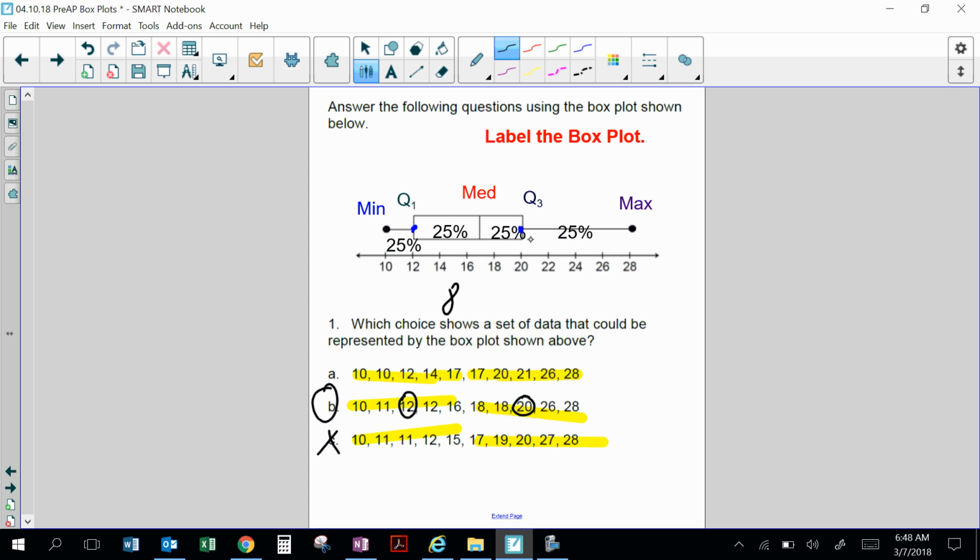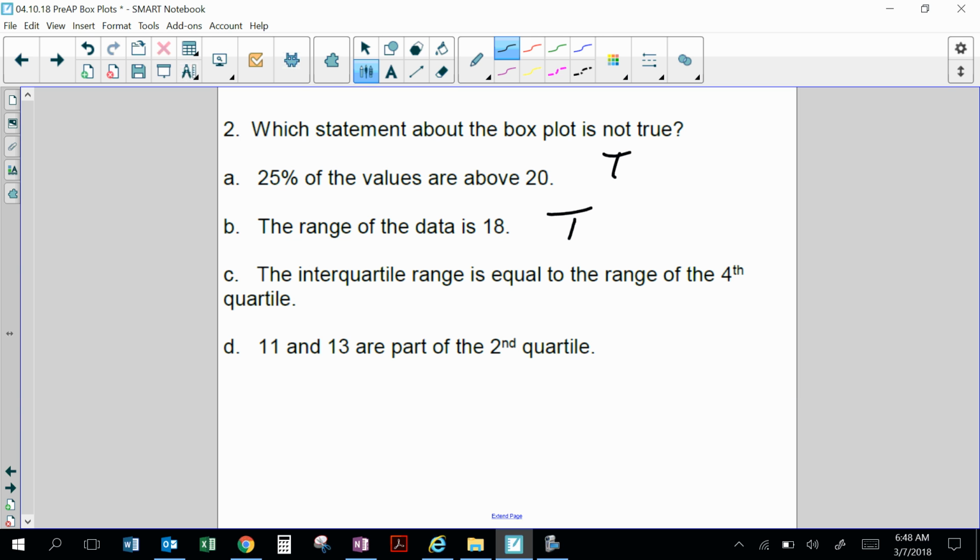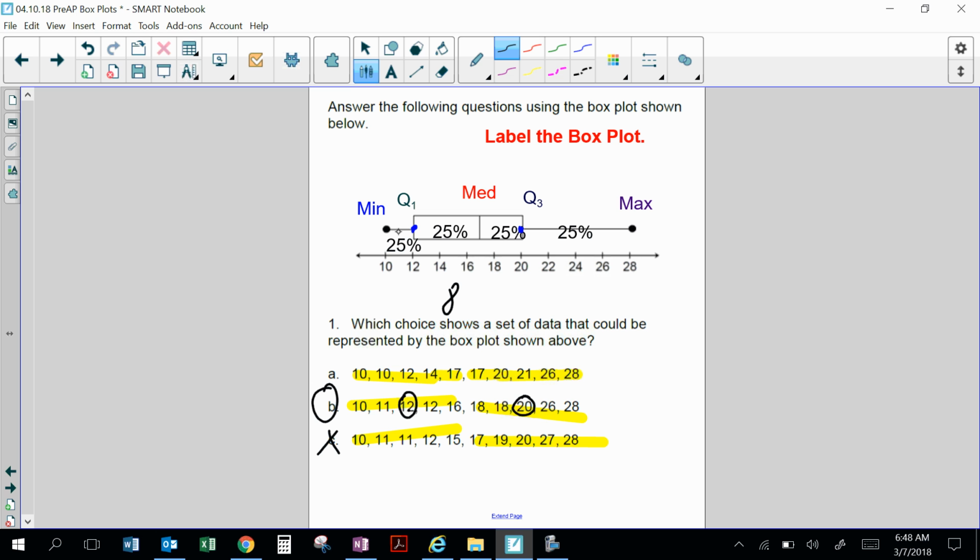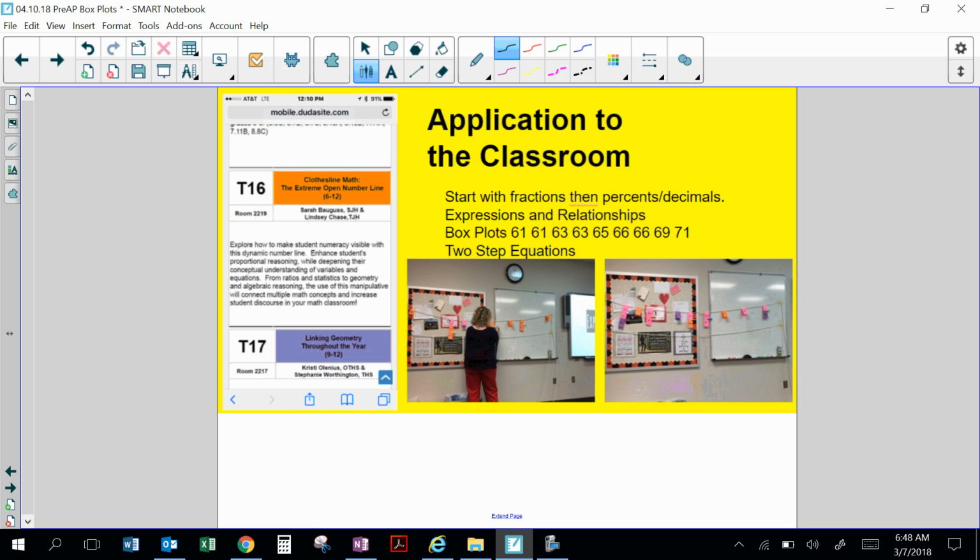The fourth quartile, which is right here, goes from 20 to 28, which is 8. That's true. 11 and 13 are part of the second quartile. 11, no, that's part of quartile 1. 13 is part of quartile 2, so that's false.